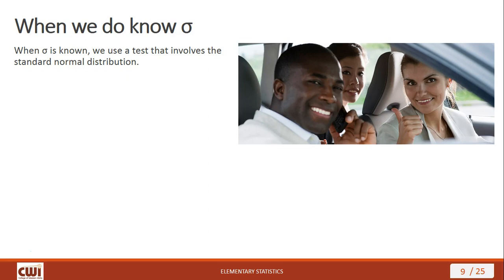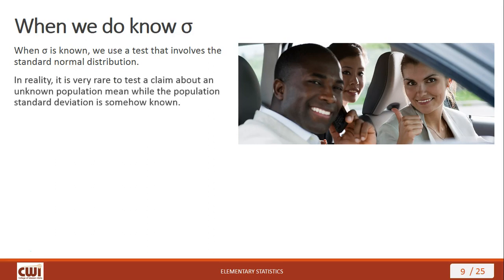Now, when the standard deviation for the population is known, we're going to use a test that involves the standard normal distribution to calculate a z-score. In reality, it's very rare for this to happen because if you know what the population standard deviation is, which is rare in itself, it'd be even more rare for you not to know what the population mean is. So why would you be conducting a hypothesis test on the population mean when you already know what it is? So it's very rare for us to actually encounter this situation.